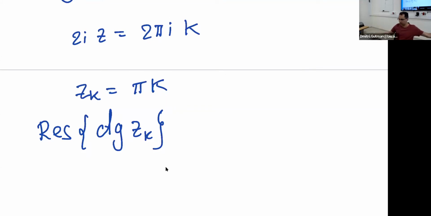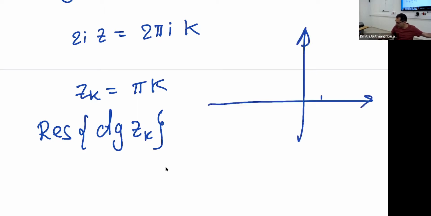Now you're welcome to think in any way you want. Okay. So what is the residue of cotangent z at this point? It's this set of points. So there's a set of points on the complex plane. They all lie on the real axis. They are multiples of pi, and at these points there are poles of the function cotangent. What is the residue of the function at this point?